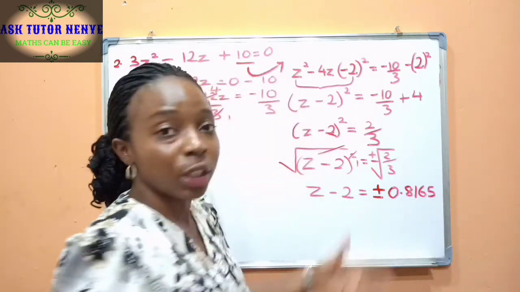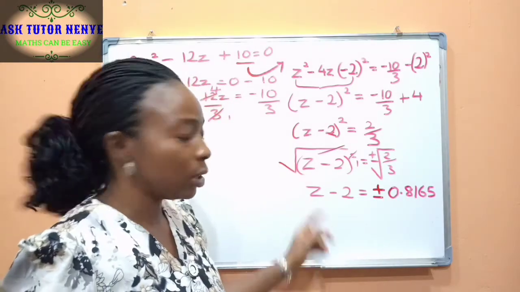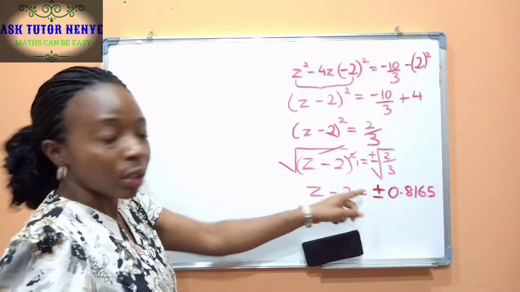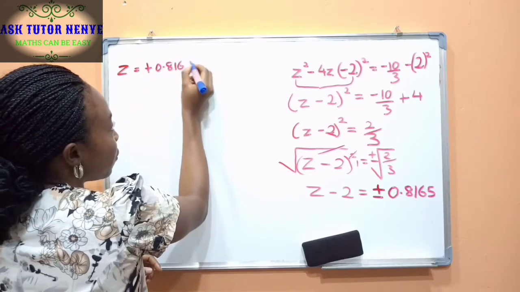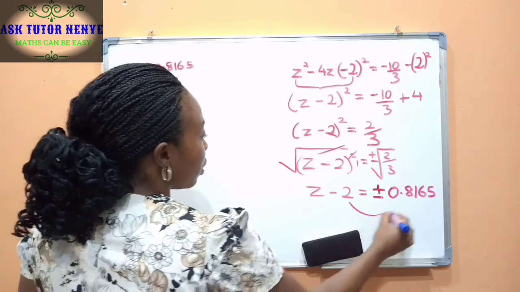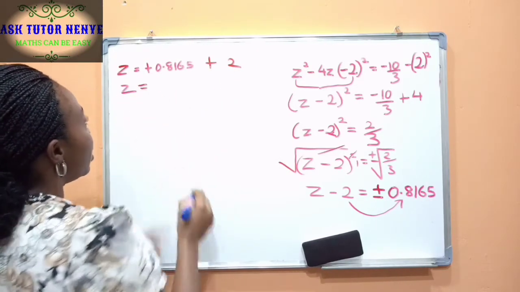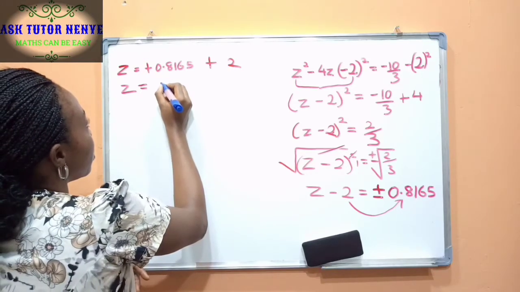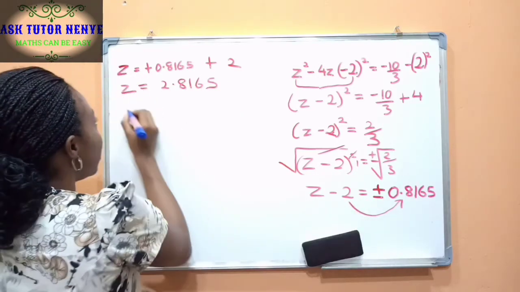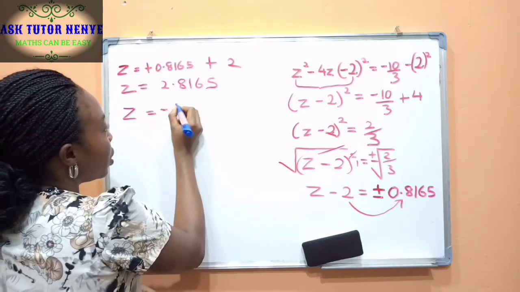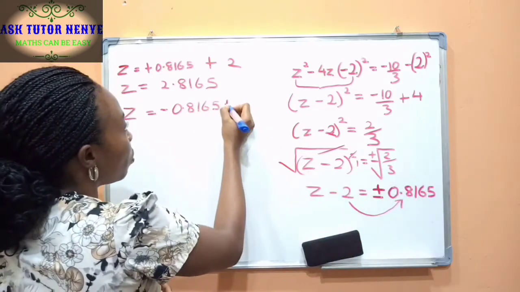0.8165. So now that we have gotten that, we can now find the value of z. So first of all, let's pick the plus. Then we are going to have z equals plus 0.8165. Then this moves to the right hand side. It becomes plus 2. So in doing that, we're going to have z equals 2.8165. All right, so how about that of the minus? We are going to have z equals minus 0.8165. Now this crosses to this side. We are going to have a plus 2.